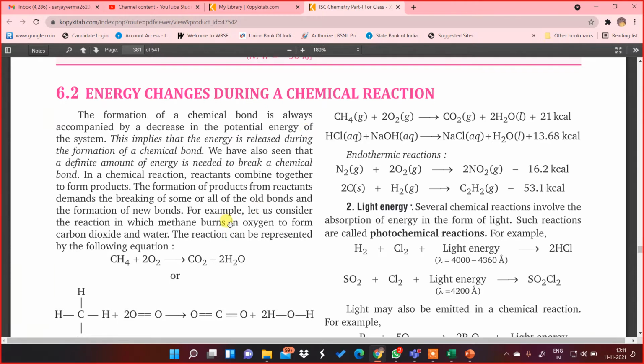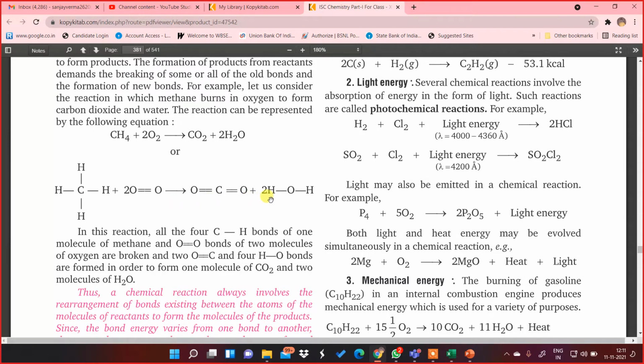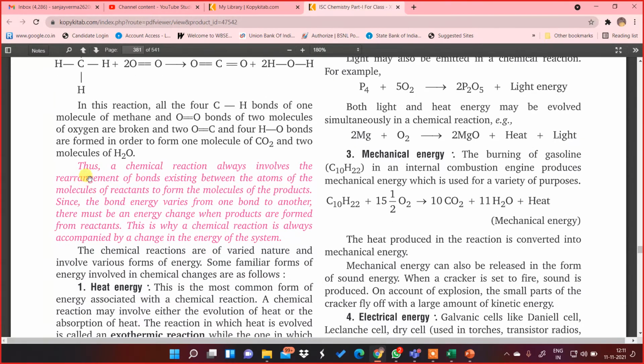So here you can take an example, burning methane in oxygen to form carbon dioxide and water. Here the bonds between carbon and hydrogen in methane are completely broken, as well as those in oxygen, and it is forming carbon dioxide and water. So you can see this illustration. Thus, a chemical reaction always involves the rearrangement of bonds existing between the atoms of the molecules of reactants to form the molecules of the products.